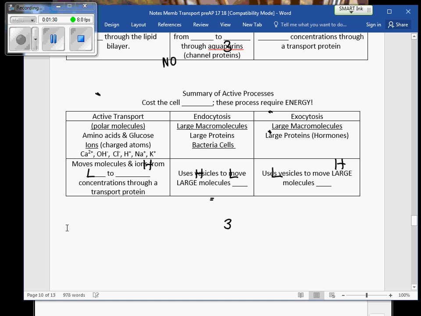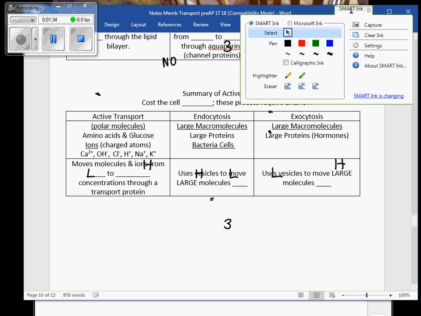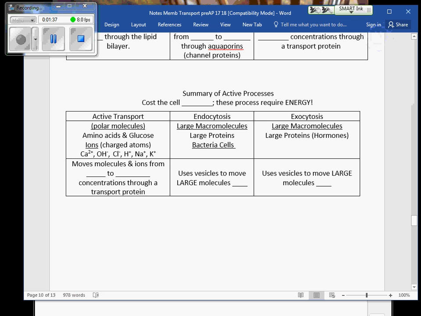As for the 3 types of active processes, we have active transport. And in that situation, it's going to cost the cell some energy because we're moving molecules or ions from low concentrations to high concentrations. So it's going to cost the cell some ATP molecules. Now, in endocytosis and exocytosis, we're not necessarily moving molecules from low to high, and that's why it's costing the cell energy. It just takes energy to move the membrane, form these vesicles, move these vesicles along the cytoskeletons. That's why they're considered active processes.